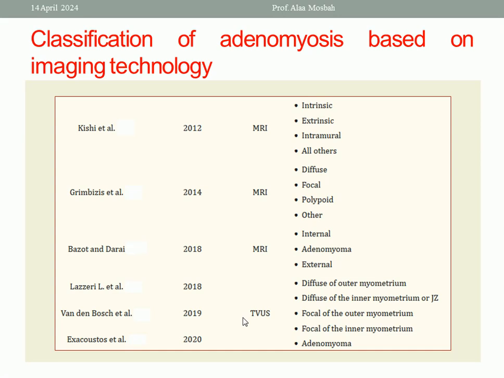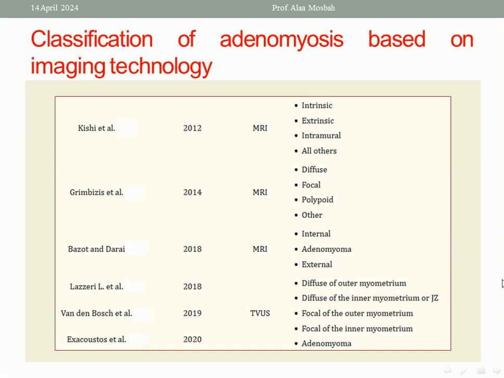Let us see another study using MRI published in 2014. In their classification, they have 1, 2, 3, 4 types. The first is diffuse adenomyosis, the second is focal adenomyosis, the third is polypoid adenomyosis, and the fourth is other varieties. Okay?